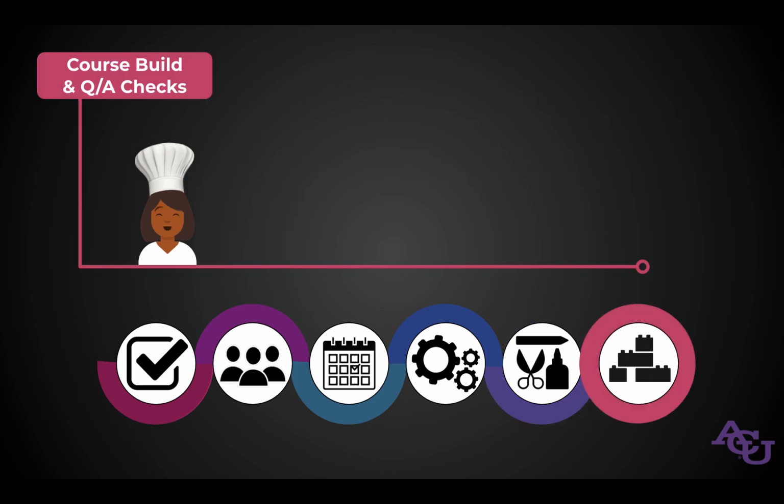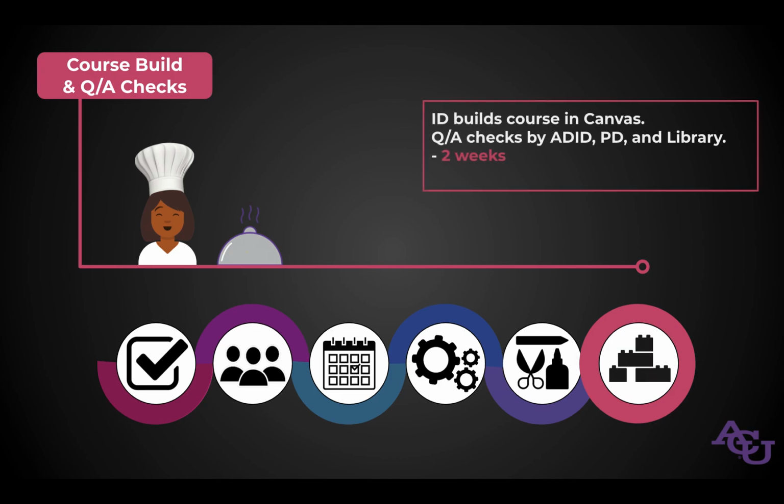Once the team has the finalized course ready after 12 weeks of design and revisions, it is ready to be built in the university's learning management system called Canvas. An instructional designer will use the completed course development template to build the master course in Canvas, one piece at a time. After the course is built, there are quality assurance checks done by the program director, assistant director of instructional design, and the library.